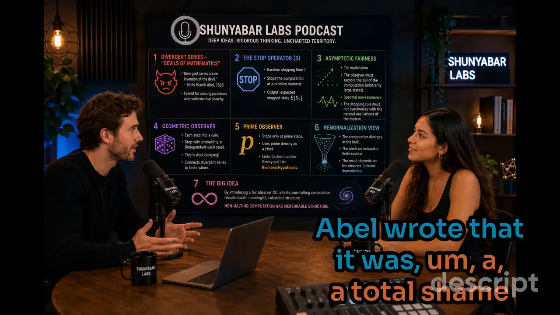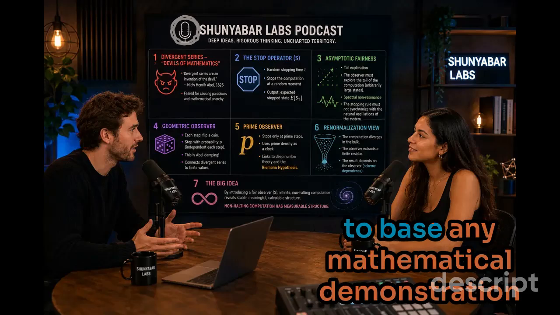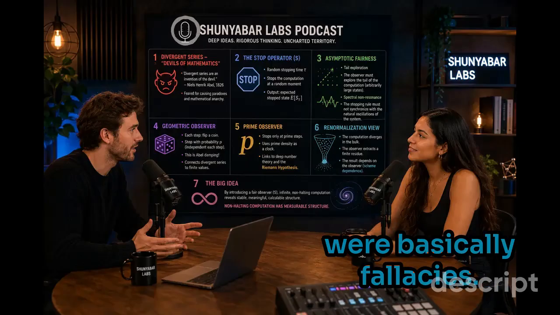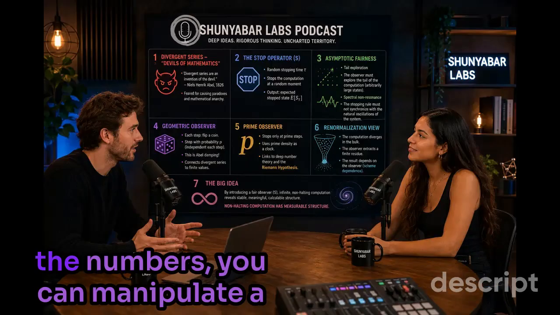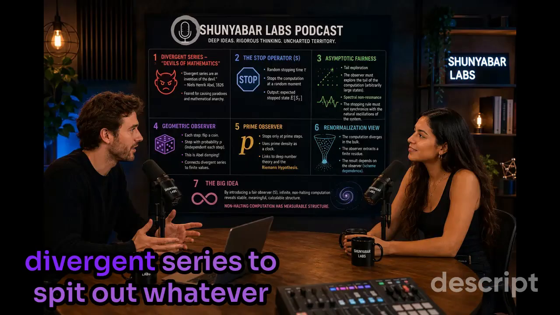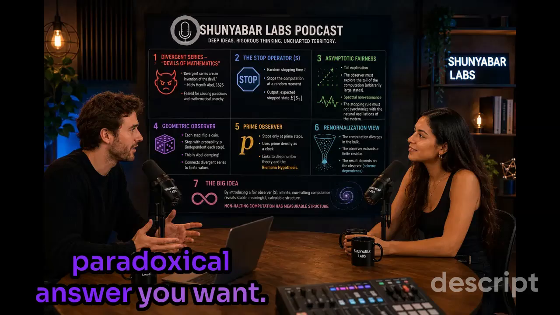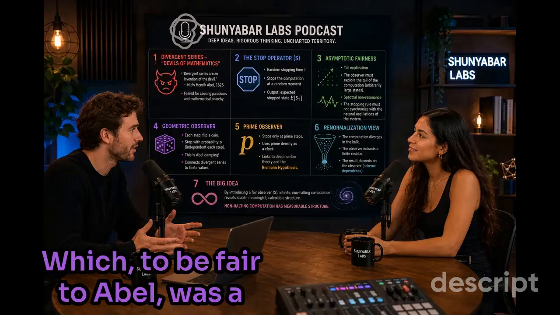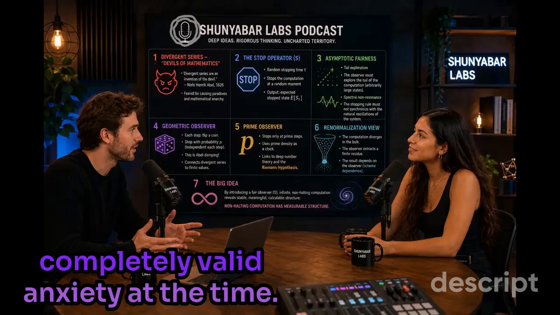Abel wrote that it was a total shame to base any mathematical demonstration on these infinite series because they were basically fallacies. Well, depending on how you group the numbers, you can manipulate a divergent series to spit out whatever paradoxical answer you want. Exactly. He saw them as a source of total mathematical anarchy. Which, to be fair to Abel, was a completely valid anxiety at the time.